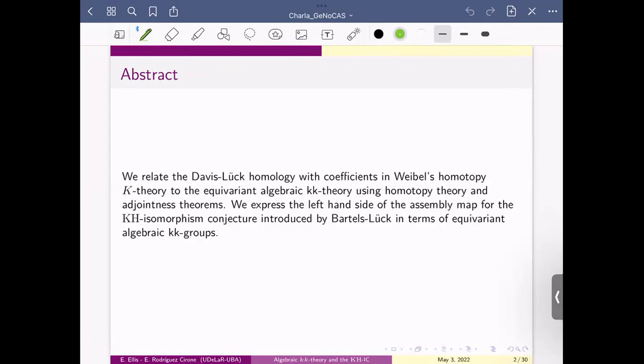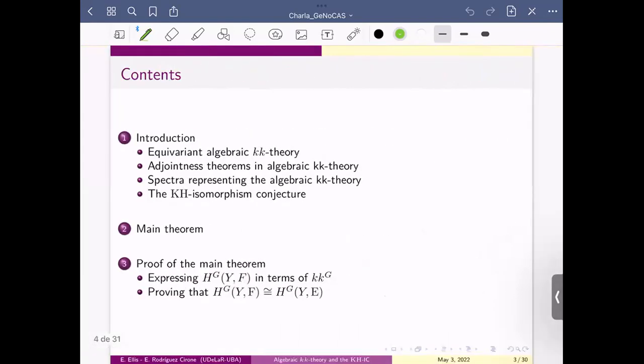What we do is also to express the left-hand side of the assembly map for the KH-isomorphism conjecture introduced by Bartels-Lück in terms of equivariant algebraic KK groups. This is the whole story. I'm going to give an introduction explaining all the ingredients. Then I'm going to state the main theorem, and with Emanuel, we are going to explain the proof of the main theorem.